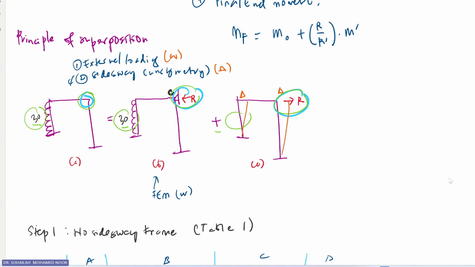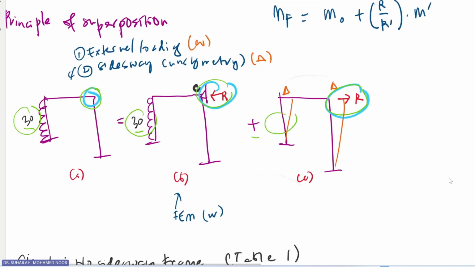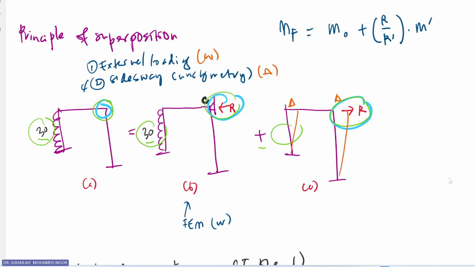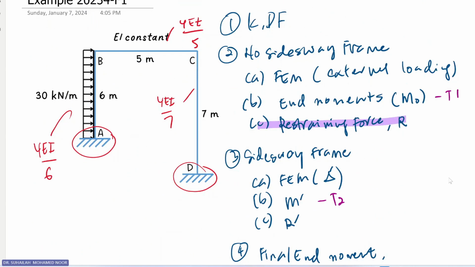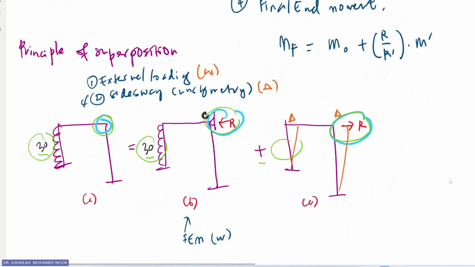We apply the principle of superposition whenever the frame is a sidesway frame. A sidesway frame is a condition whenever the frame is unsymmetrical. Looking at the geometry of the frame, and how the loading is applied to the frame, it is an unsymmetrical frame. An unsymmetrical frame is a sidesway frame. So in order to calculate the fixed end moment for this frame, we have to apply the principle of superposition.